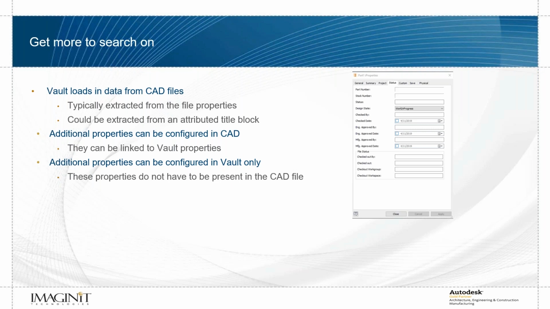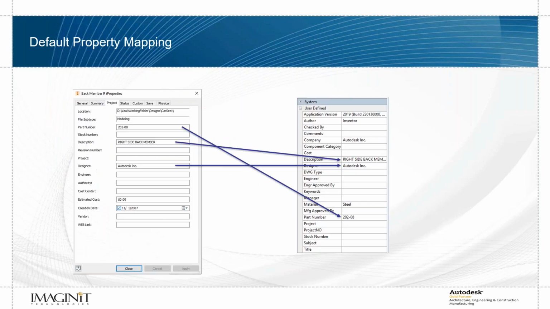Now, I mentioned so much of this is pulled from the file. Some of these are defaults. For instance, part number, description, designer, those are already set up within Vault and they're automatically going to map to it. So most of the time, if I'm filling out, the stock number is down there as well, but it's blank. I've got stock number at the left and stock number at the right. Project. Got project at the left and project at the right. So again, this is information I could fill out in Inventor, and it will automatically, with no additional effort, be mapped right into the Vault.